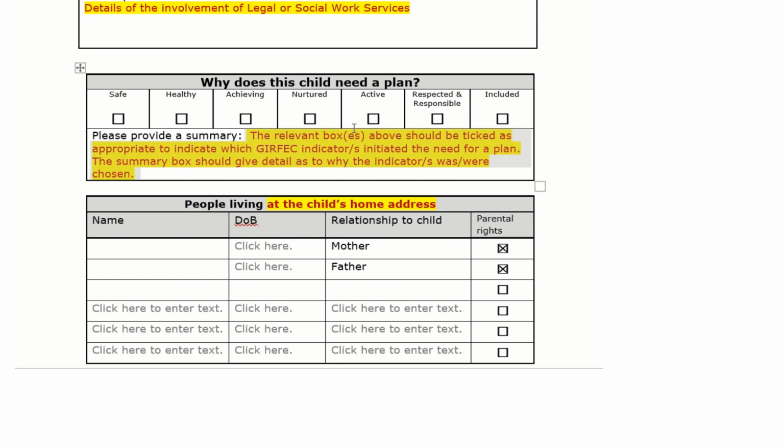So you're looking at the wider picture, yeah, so these boxes should be ticked and a little summary for any boxes that are ticked should be given below. And if it's done well, it'll have the heading of the area, the GIRFEC indicator that it's corresponding to, and they'll have the information in there.